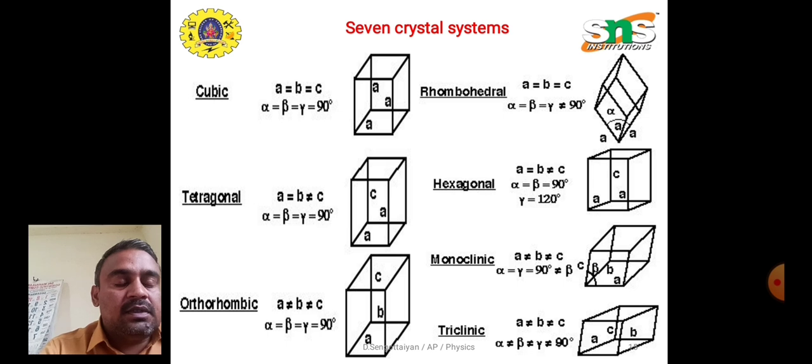Finally, the seventh system, triclinic, where all are unequal: a not equal to b not equal to c, and alpha not equal to beta not equal to gamma not equal to 90 degrees. So these are the different types of crystal systems.